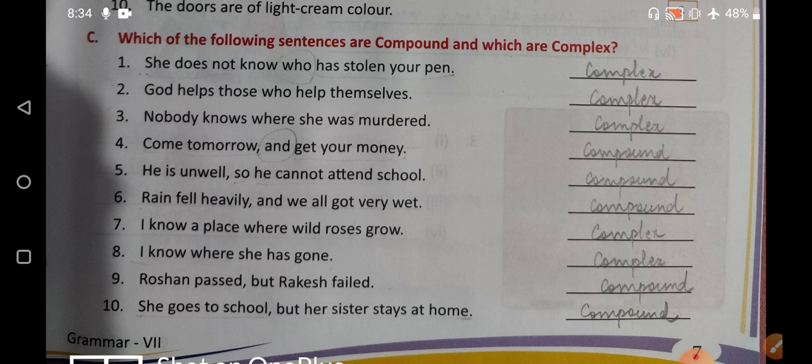Rohan passed but Rakesh failed. It is a compound sentence because it is conjoined with but. She goes to school but her sister stays at home. It is a compound statement because she goes to school is main clause number 1, and her sister stays at home is main clause number 2, and it is connected with but, which is a coordinating conjunction. So it is a compound statement.